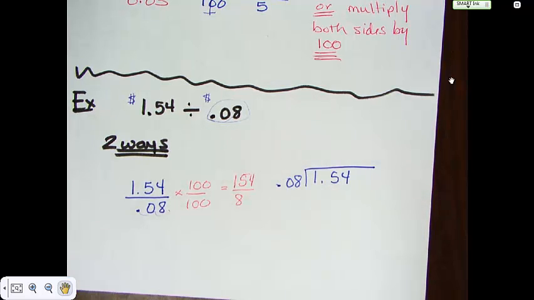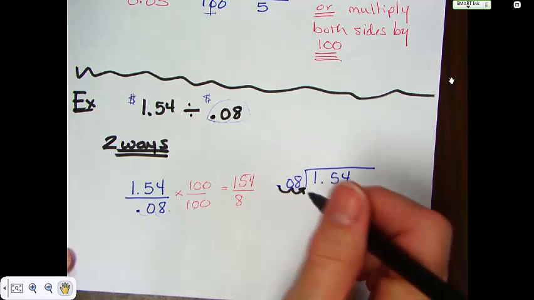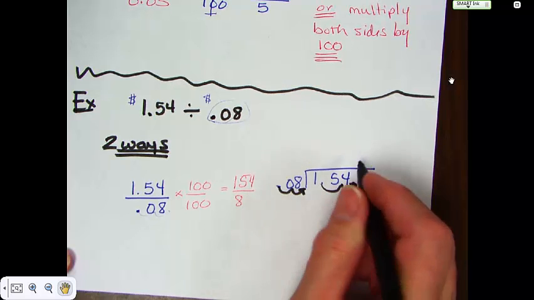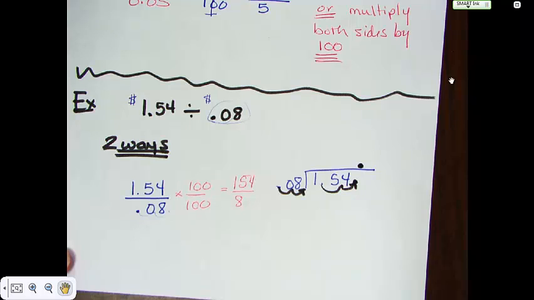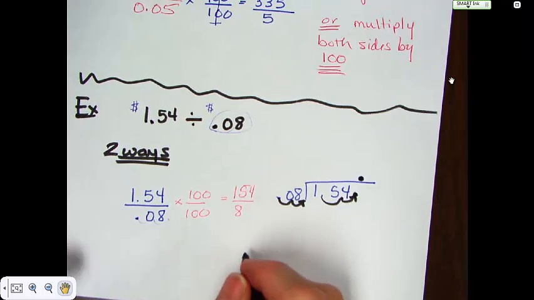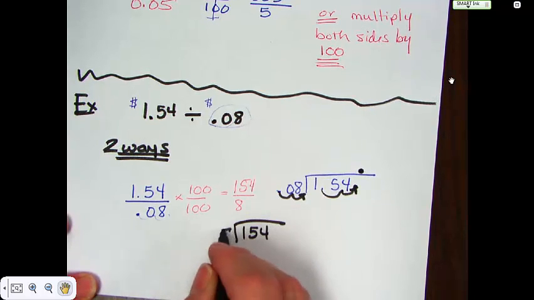Or we can use our second method over here, and the second method tells us that we would take the decimal and we would move it two places to the right. But if we do it here, we must do it over here too, so we'll move this one two places to the right. Here's your new decimal place, and there it is up above. And then what you basically have is 154 divided by 8.